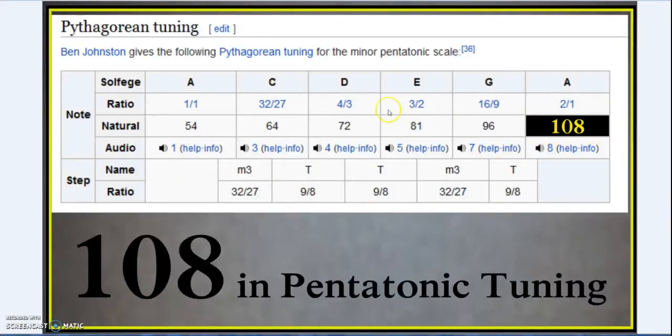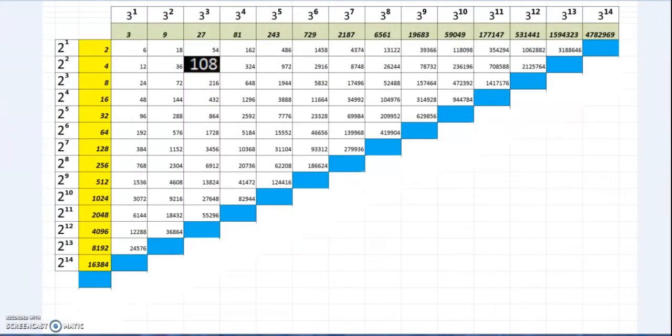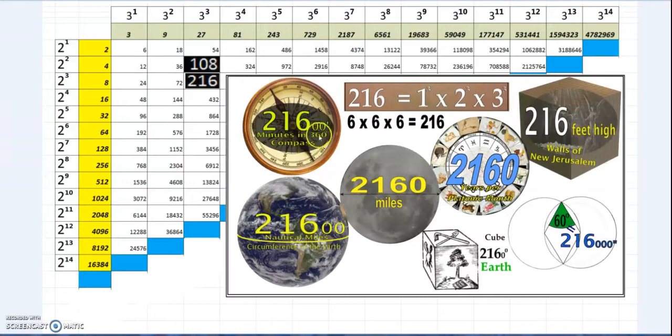In music, again, you'll see 108, Pythagorean tuning, the pentatonic tuning, 108A. So that's 108. 216, well, there are 21,600 minutes in a 360-degree compass. Of course, by definition, the circumference of the Earth is 21,600 nautical miles. The diameter of the Moon, 2,160 miles. Each age in precession, on average, is 2,160 years. The walls of New Jerusalem, talked about that earlier, how important that is. Well, the walls themselves are 216 feet high.